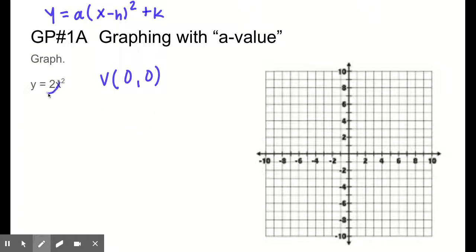Now notice we have this a value here. So we need to identify that the a value is 2, and that is going to cause our graph to either shrink or stretch. We're going to talk more about that after we see the graph. The last thing we want to do is identify that this a value is a positive 2, indicating that our graph is going to open up.